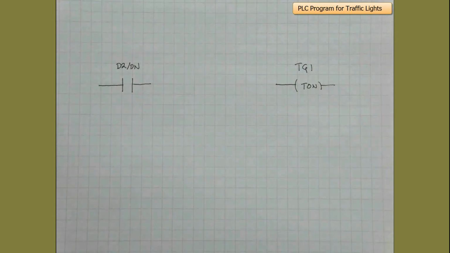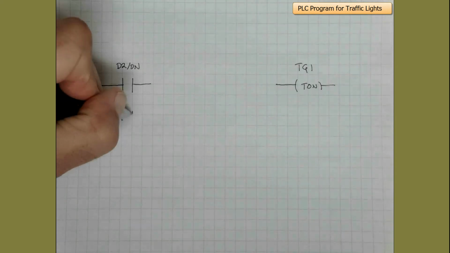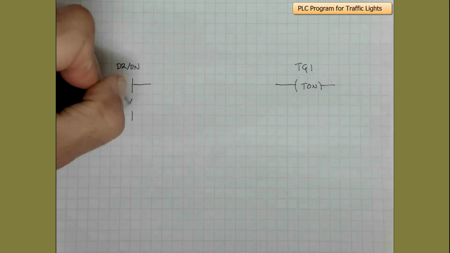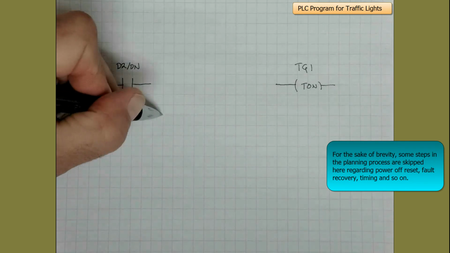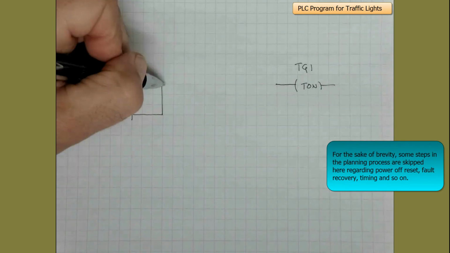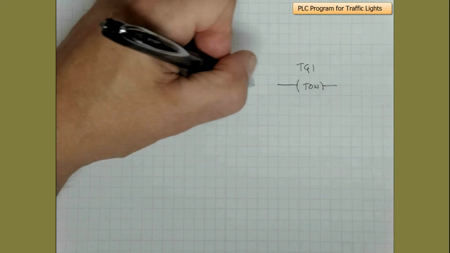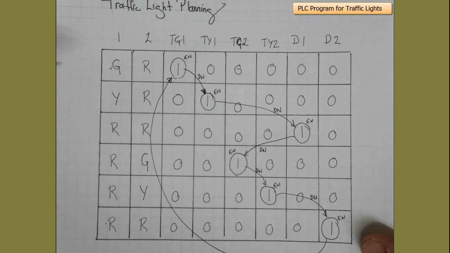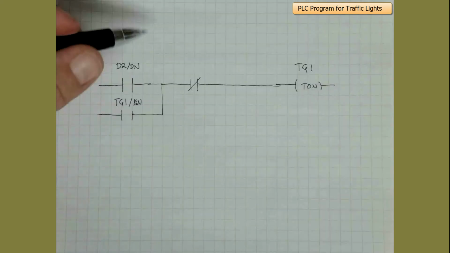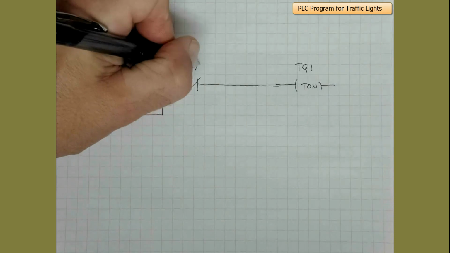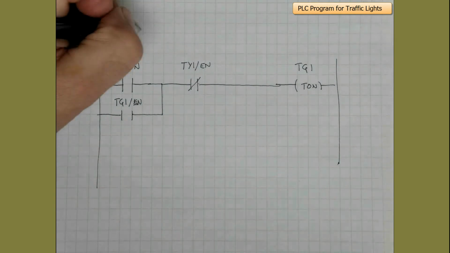Now I know I want to keep that timer running until the next event takes place. So I'm going to go ahead and just create this seal. While this timer is enabled, I want to make sure this timer stays running until another event takes place. And the event that takes place is going to be that my timer for the yellow light in traffic light 1 starts timing. So this will be TY1 enable. So right now this is just a plan.